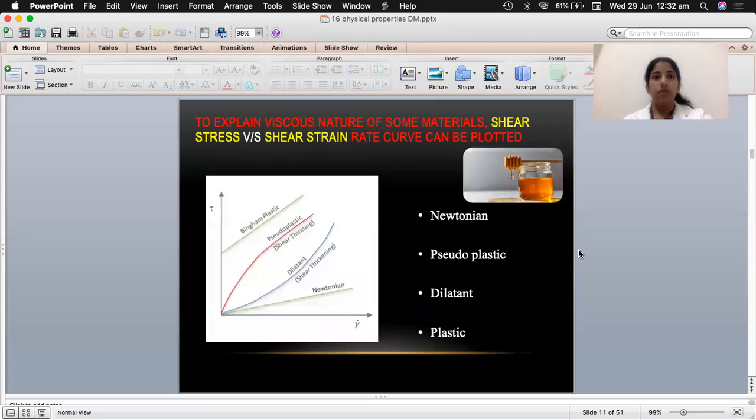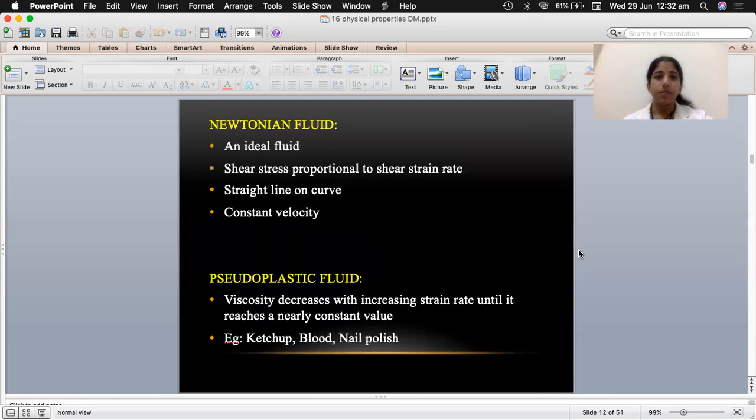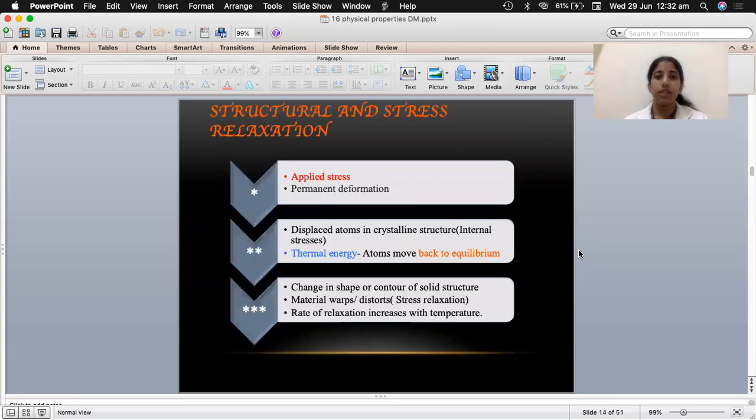If they ask this in the exam, you have to draw this diagram and mark the properties of every type of fluid. Mark the Newtonian fluid as a straight line, and show how the dilatant and pseudoplastic fluids look. In the description, write the properties of the Newtonian fluid, pseudoplastic fluid and all the other fluids with examples, and you should know how each is applied in dentistry.